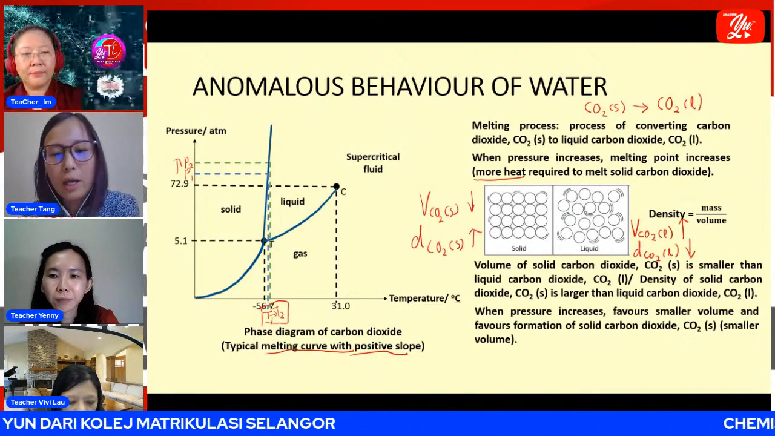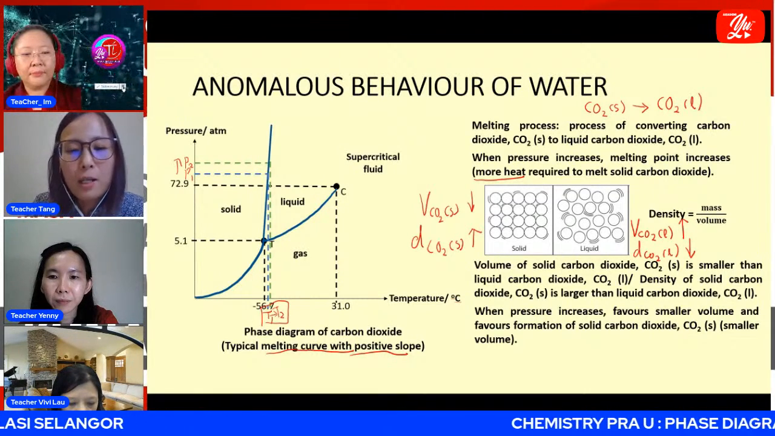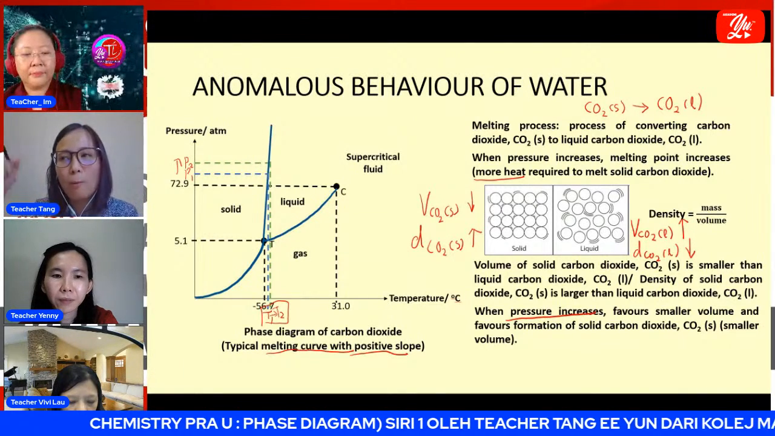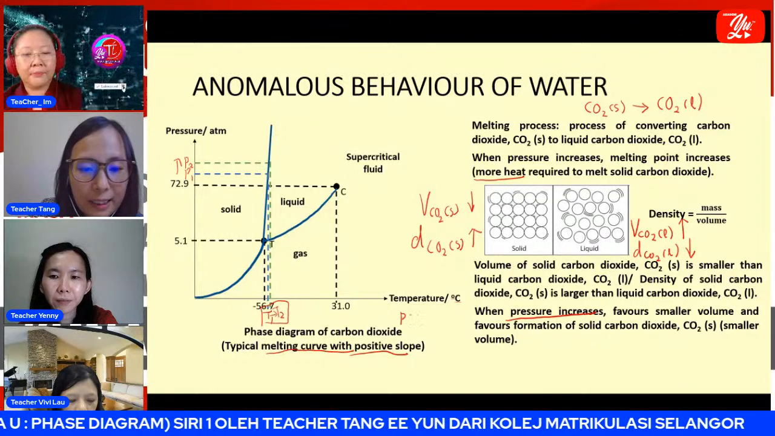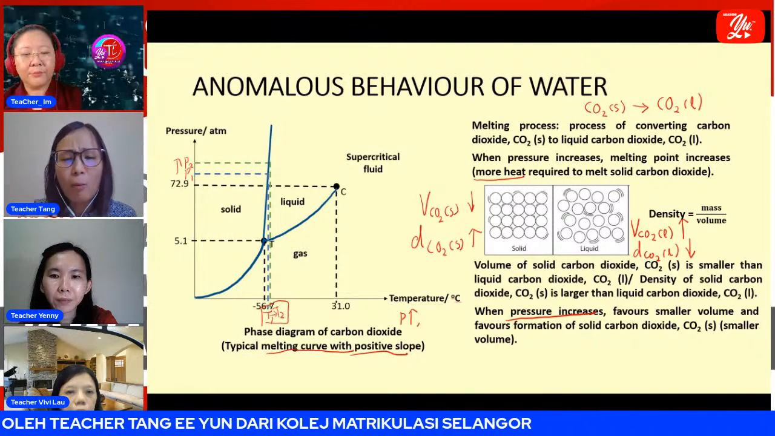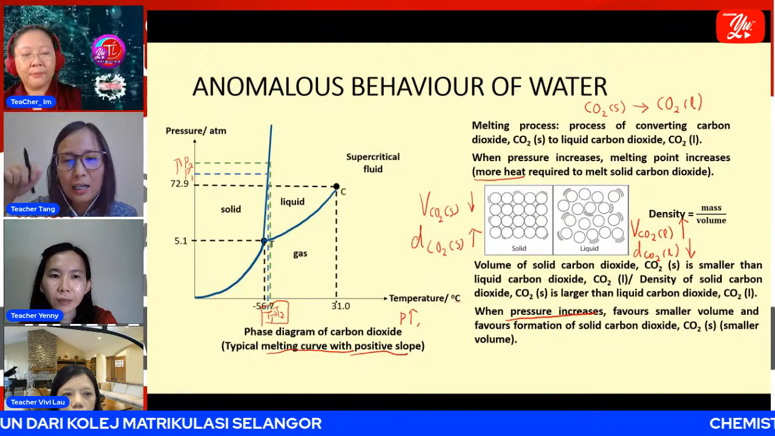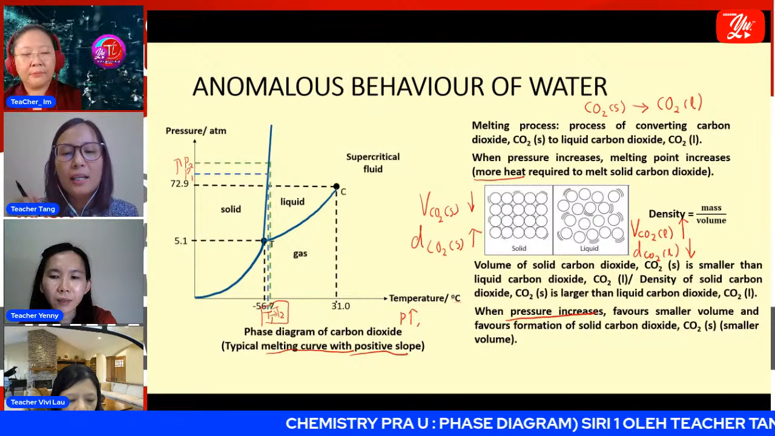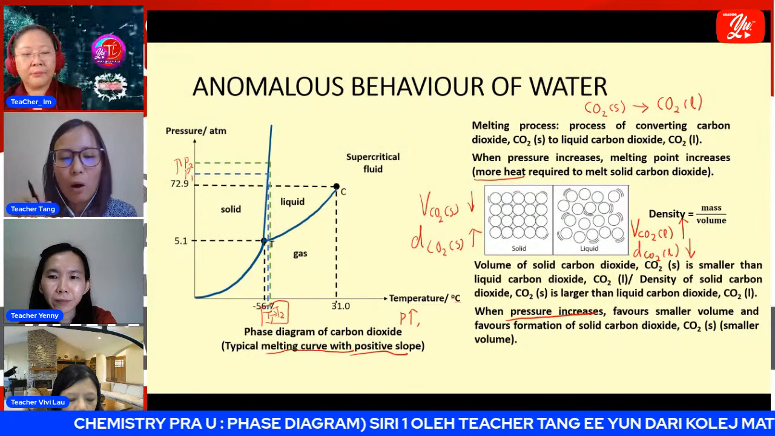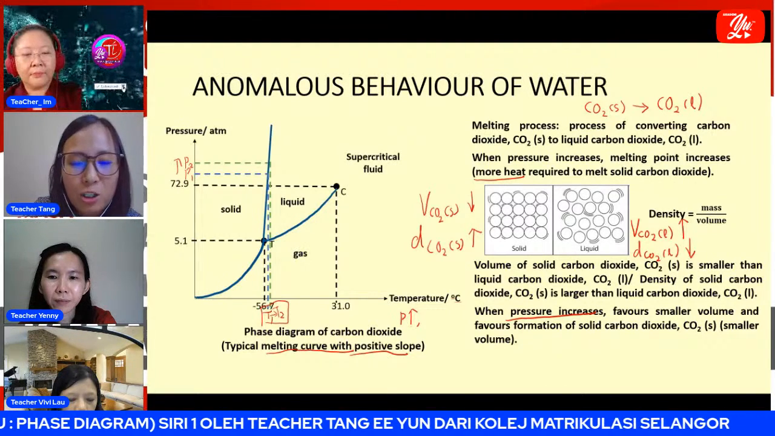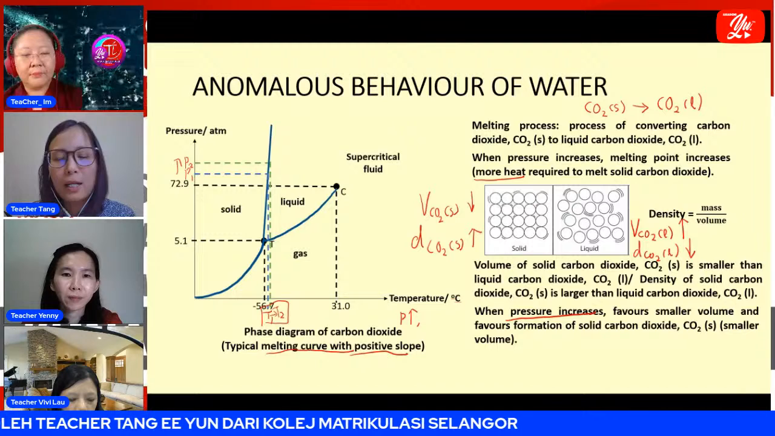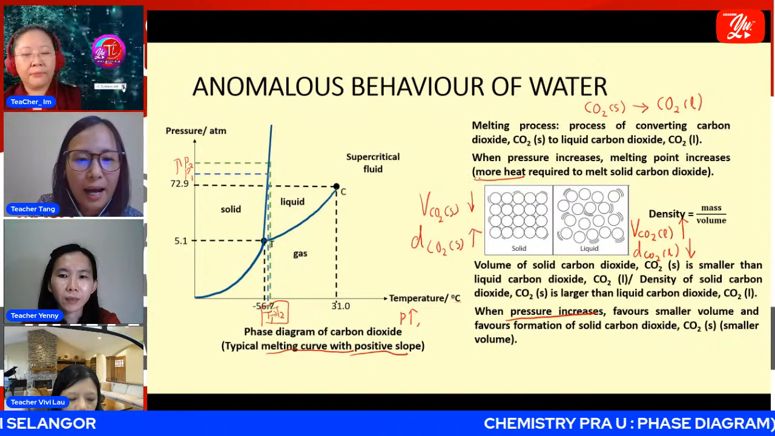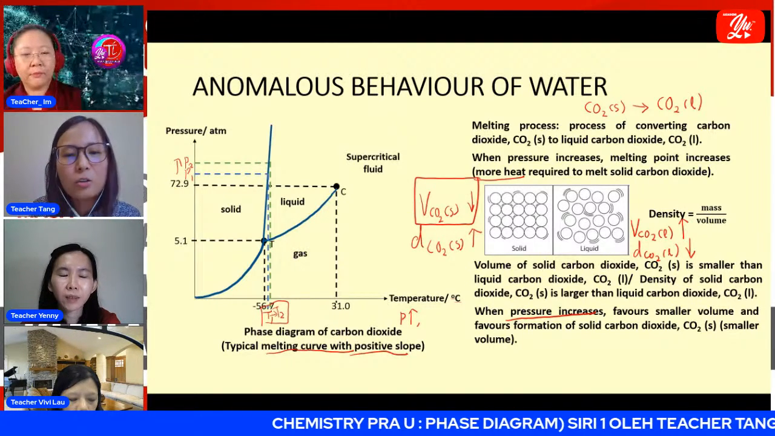Okay, so now we can move on to look at what happens when pressure increases. When pressure increases, the particles are being compressed. So when the carbon dioxide particles are being compressed, the particles now need to occupy a smaller volume. So now look at solid carbon dioxide and liquid carbon dioxide. Which one has smaller volume? We can see that it is the solid carbon dioxide having smaller volume.